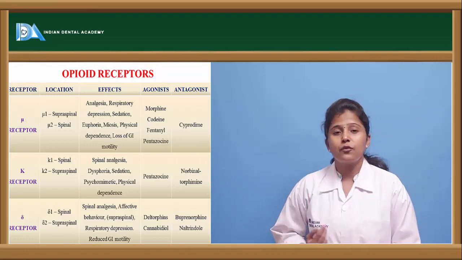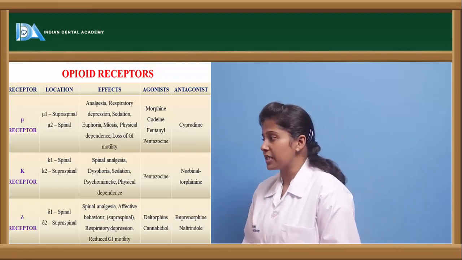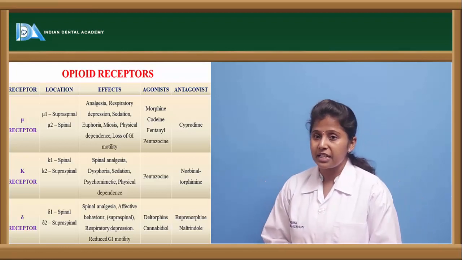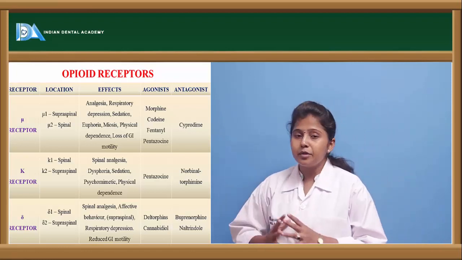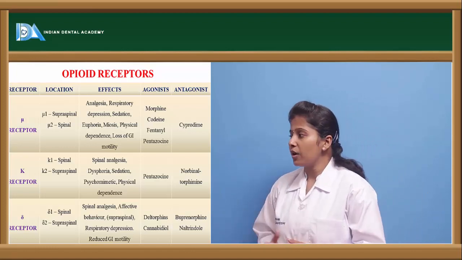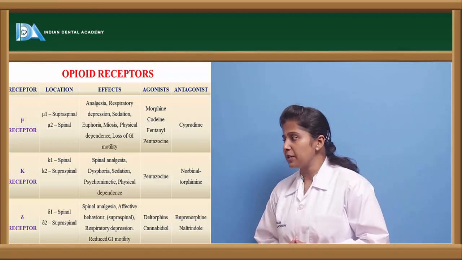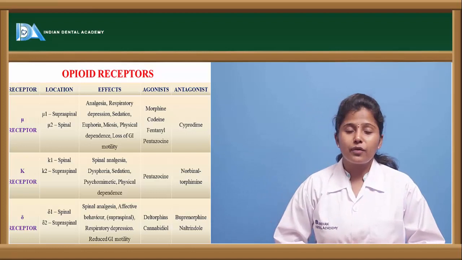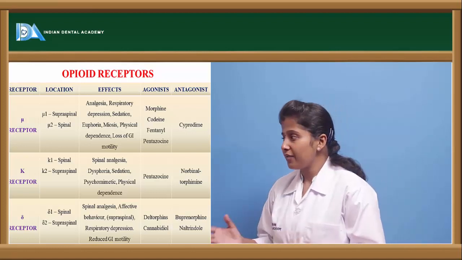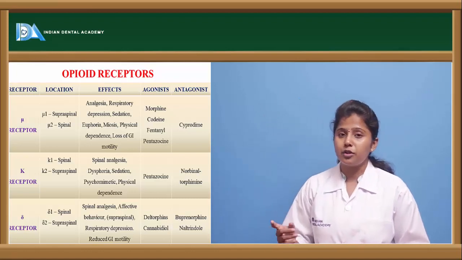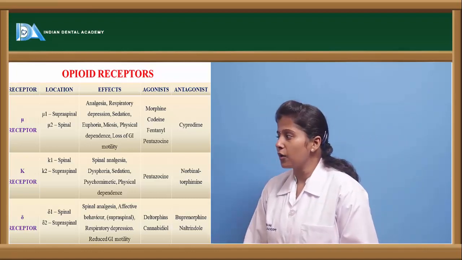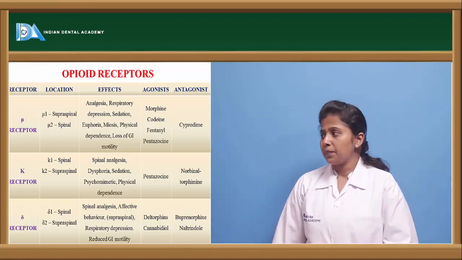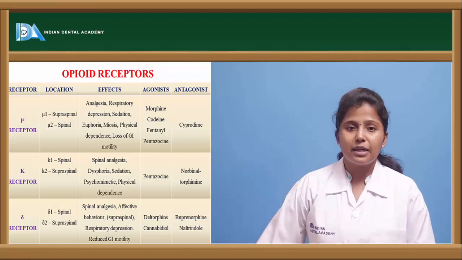The mu receptors are of two types, mu1 receptor and mu2 receptor. Mu1 receptors are present supraspinally, and mu2 receptors are present in the spinal region. On stimulation, these mu receptors show effects like analgesia, respiratory depression, sedation, euphoria, miosis, physical dependence, and loss of gastrointestinal motility. The agonists include morphine, codeine, fentanyl, as well as pentazocine, and the antagonists include cyprodime.